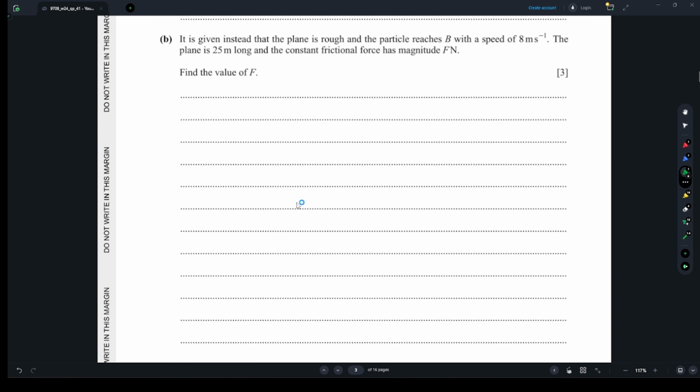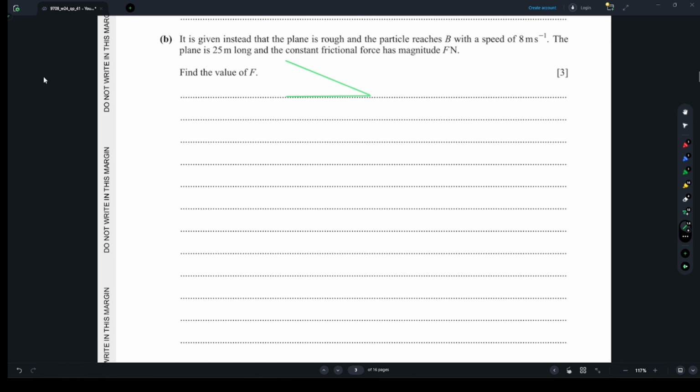Okay, it is given instead that the plane is rough and the particle reaches B with a speed of 8. The plane is 25 meters long and the constant friction force has a magnitude of, okay, this one. So now it is the same case, but now they gave us the velocity.